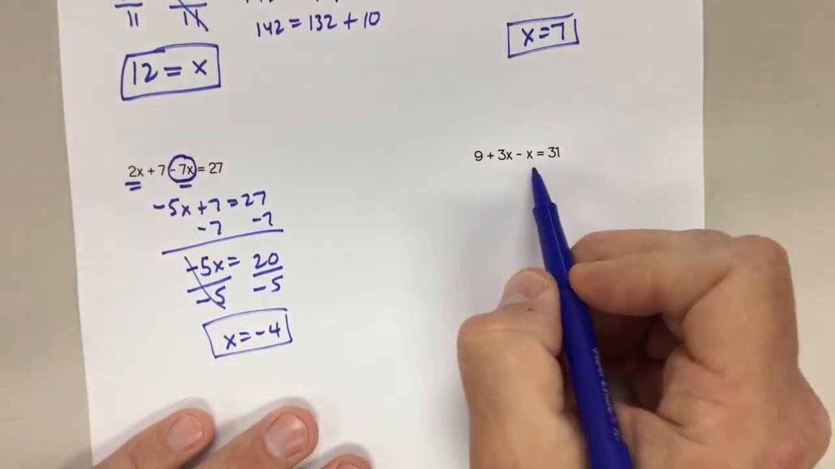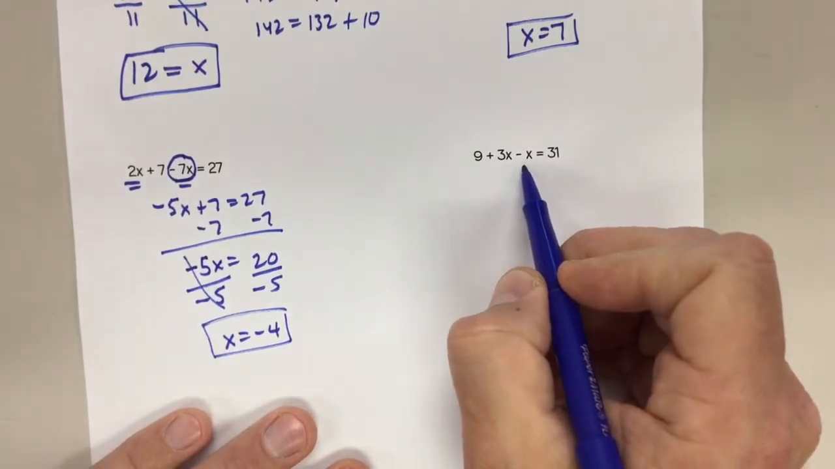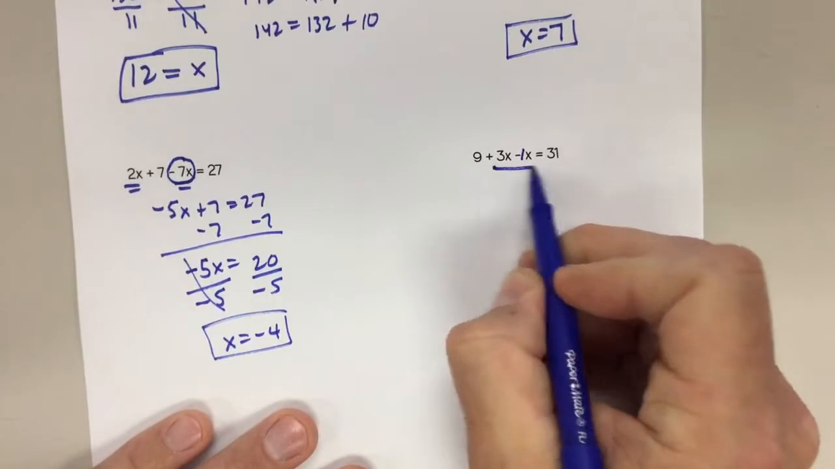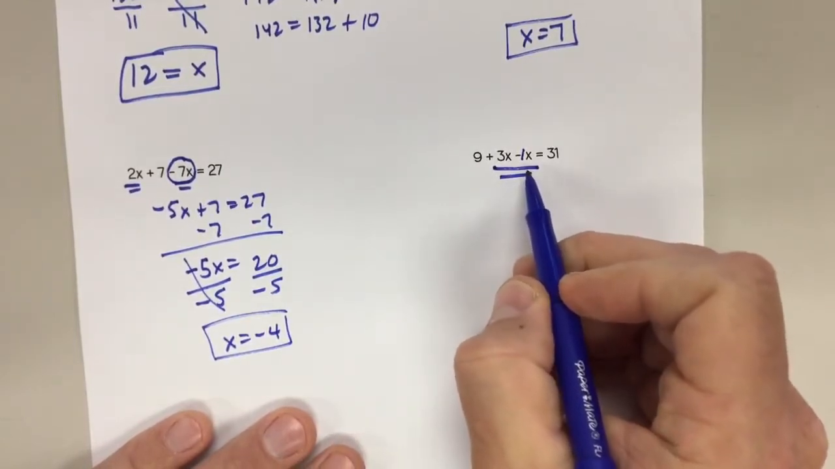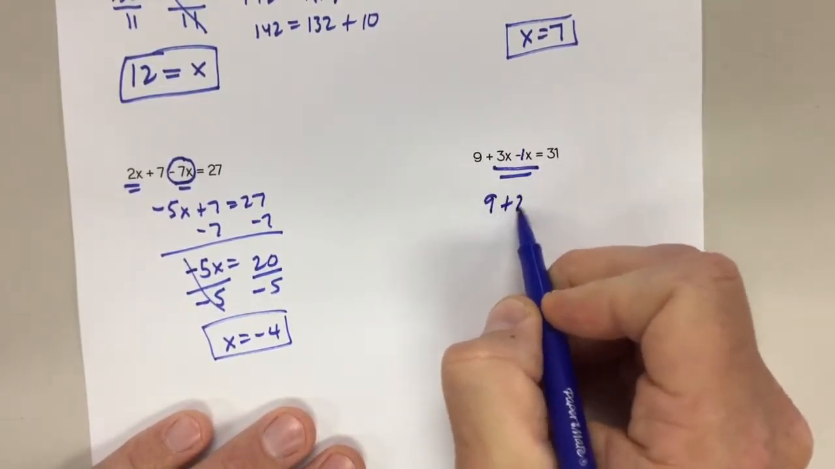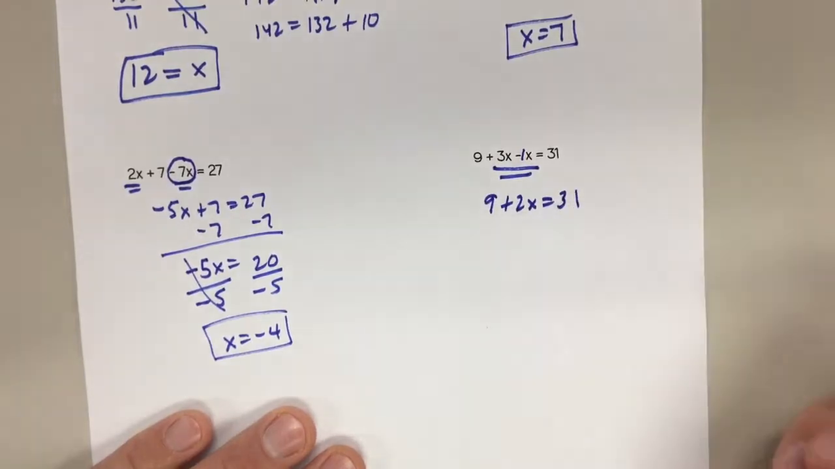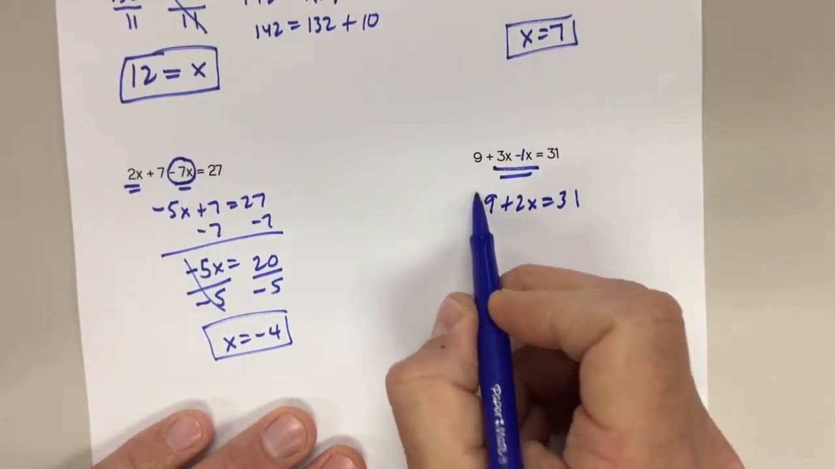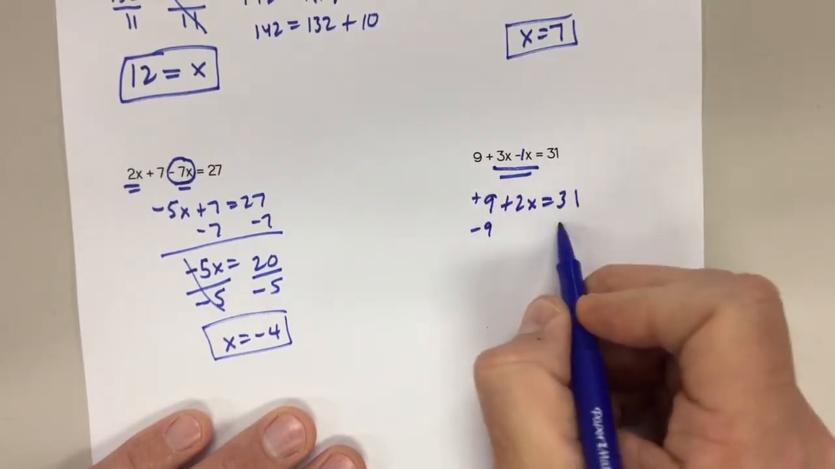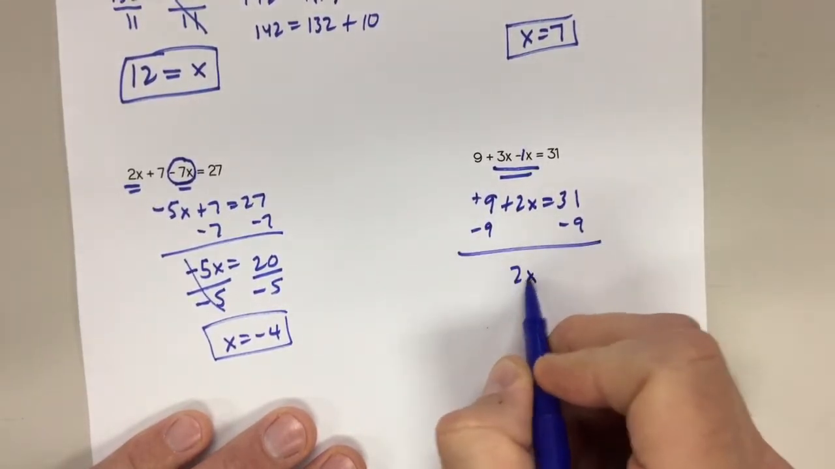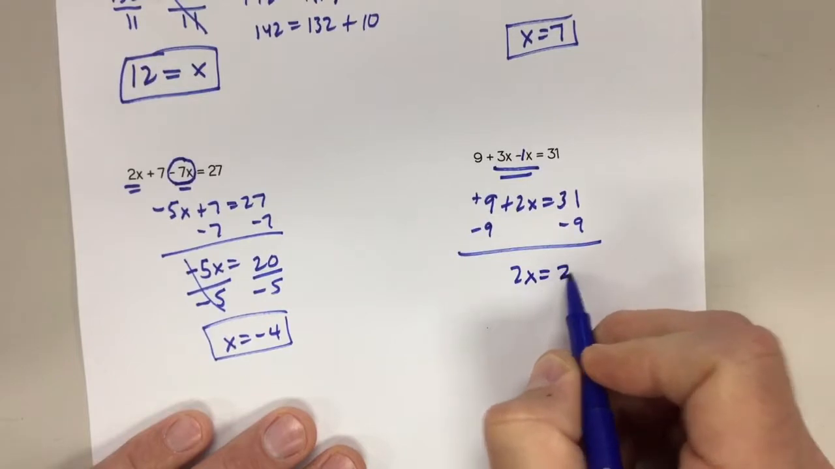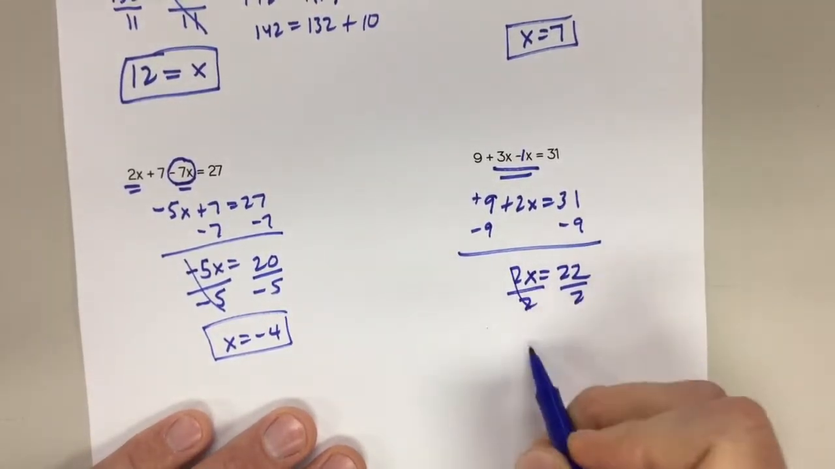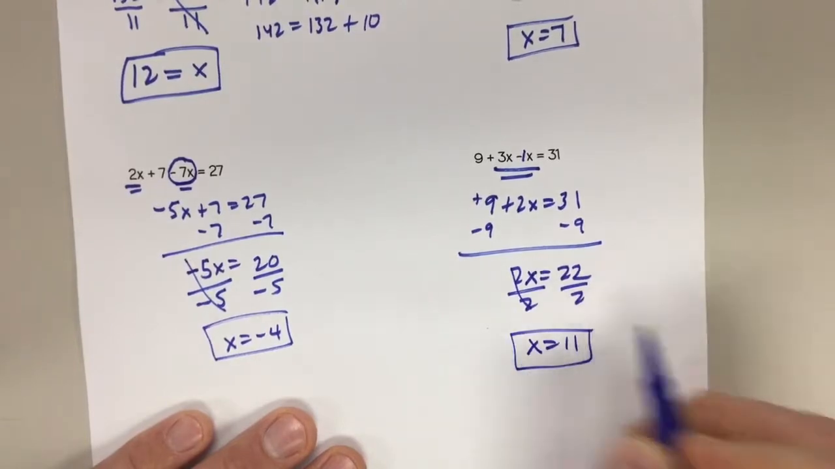For this example, you'll notice there isn't a number in front of this x, which means you can assume it's a 1. So my two like terms are 3x and negative 1x. When I combine those together, I get 2x. Now it's just a two-step equation. This 9 is positive, so I'll subtract 9 from both sides. I get 2x is 22. Then I divide both sides by 2. I get x is 11.